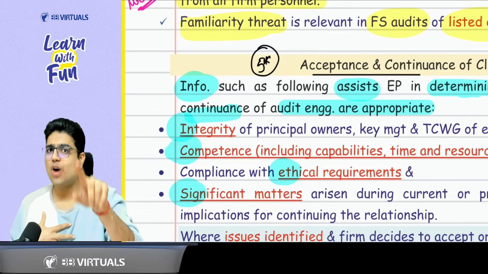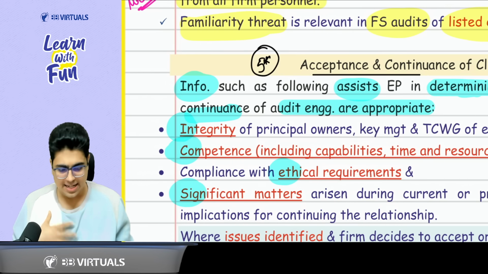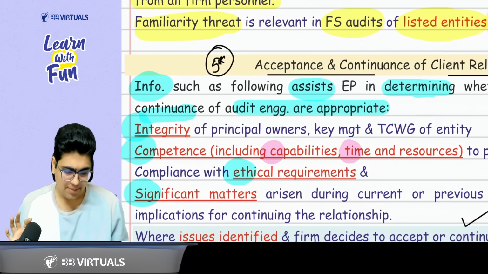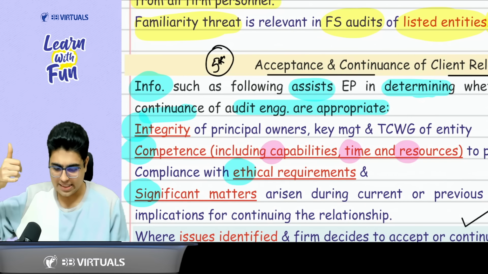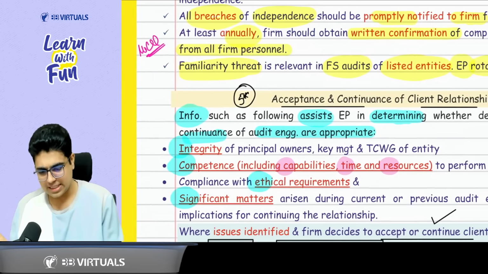You should also know how to work, and you should have time and resources for that. That means CCTR. CCTR means competence, capability, time, and resources. You should have competence and capability. You also have time to serve the client and enough resources to serve the client. So these 2 points are related to the firm.